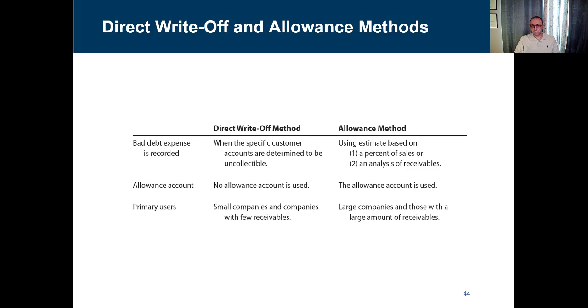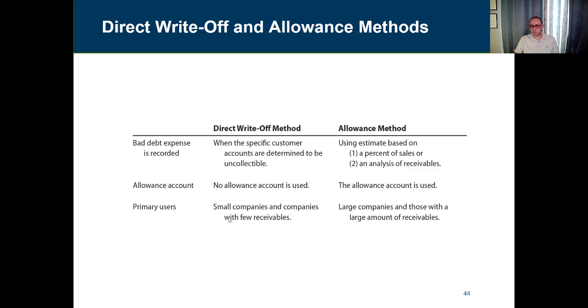So again, another comparison, just to summarize that. Under the direct write-off method, the bad debt expense is recorded when the specific customer accounts are determined to be uncollectible. Under the allowance method, the bad debt expense is recorded using an estimate based on a percent of sales or an analysis of receivables, which are the two methods under the allowance method that we have seen. And by the way, the bad debt expense is only recorded as part of the end of year adjusting entry. Then with the allowance account, of course, under the direct write-off, it doesn't apply because there's no allowance account. Under the allowance method, of course, an allowance account is used.